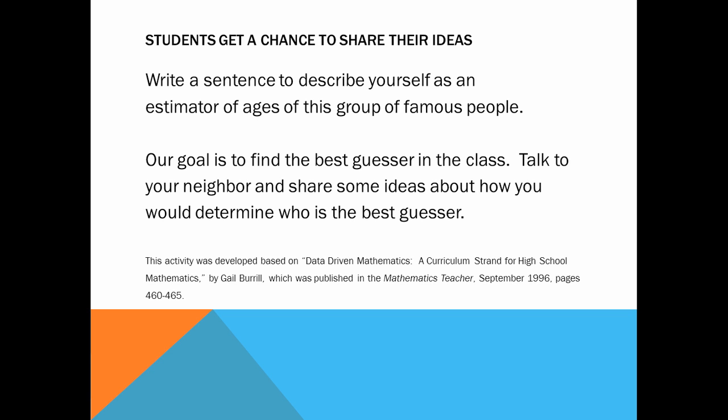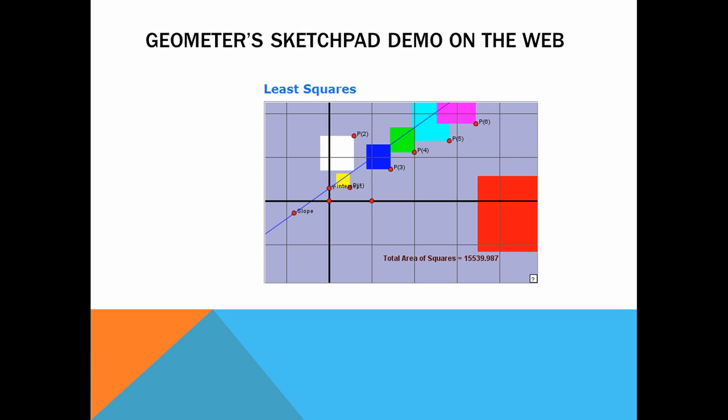Another nice little tool is a Geometer's Sketchpad demo. It's just on the web, and I have a web address for you. Again, it shows you there the total sum of the area of the squares, and it shows you the sum of the squares, the residuals, and each of those squares. And you can play with the data points and move a data point around, and then see how it affects the linear regression line, or it affects that total area of the squares.